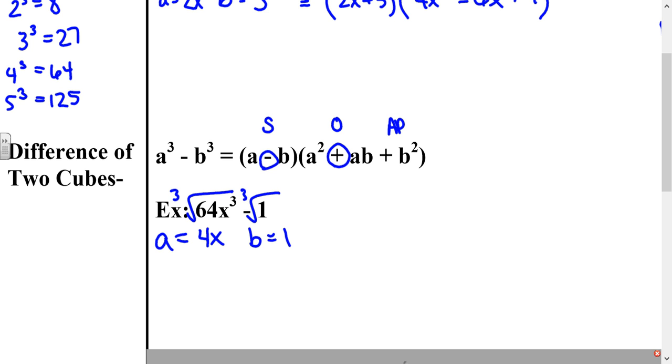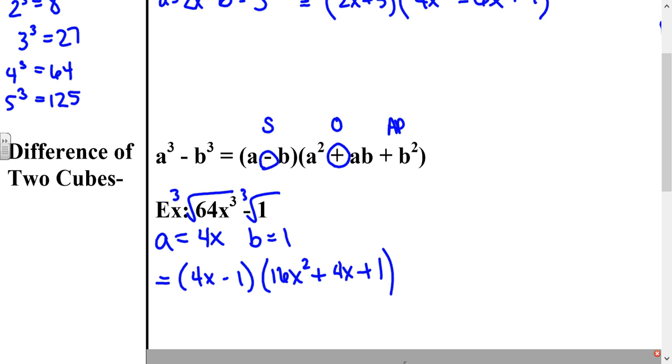Now I'm following my formula, and I have to do a minus b. So I have 4x minus 1. And then I have to do a squared. Remember, a squared would be 4x times 4x, which would be 16x squared. And then plus a times b, so 4x times 1 would be 4x. And then b squared would be 1 times 1, which would be 1. So this would be the answer.